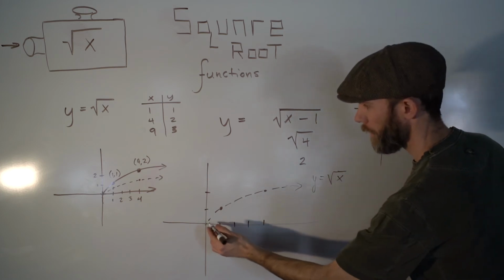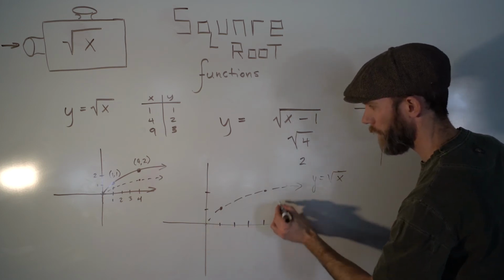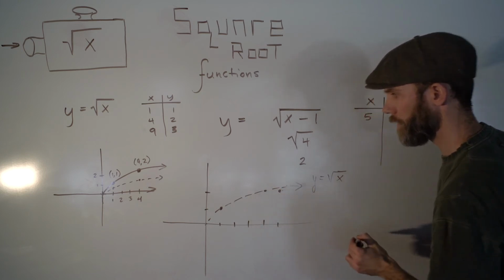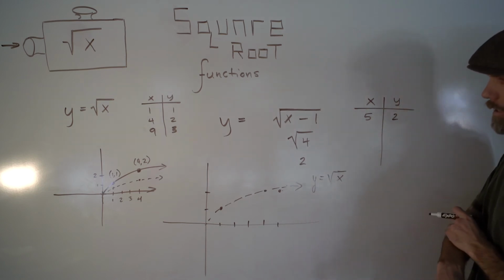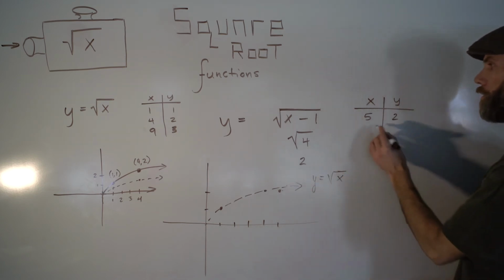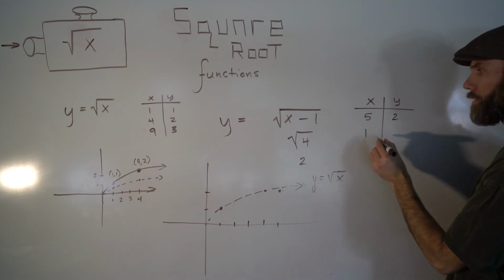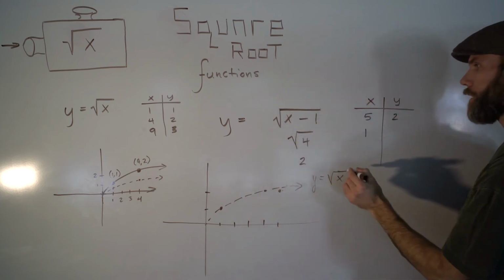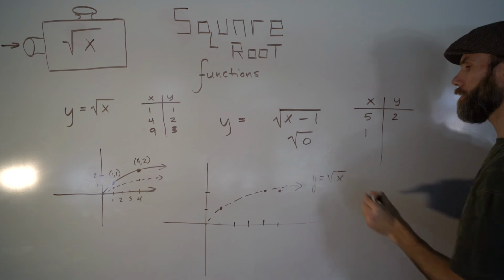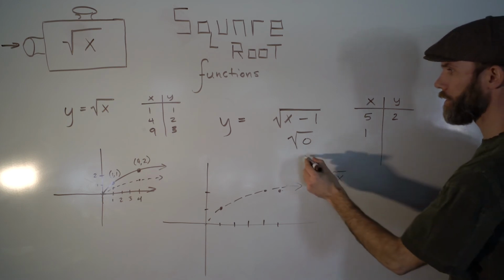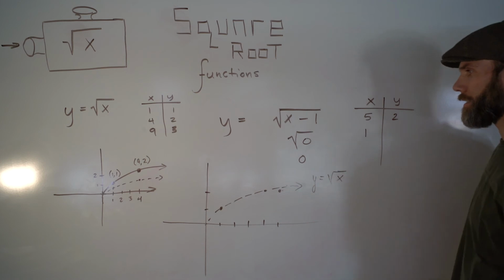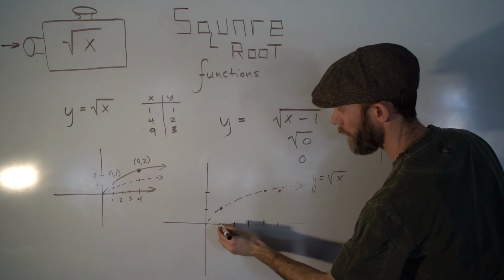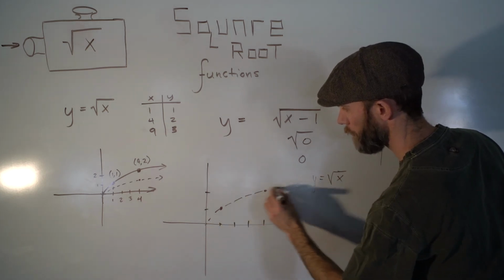So where's 5, 2? 1, 2, 3, 4, 5, and then it's up here. Huh. It looks like that just kind of shifted over. Shifted over, doesn't it? And we did try to put in a 1, right? So 1 minus 1, it's root 0. Interesting. Root 0, is that 0? Okay, so 1, 0. So we start here, and we're going to go up through here like this.